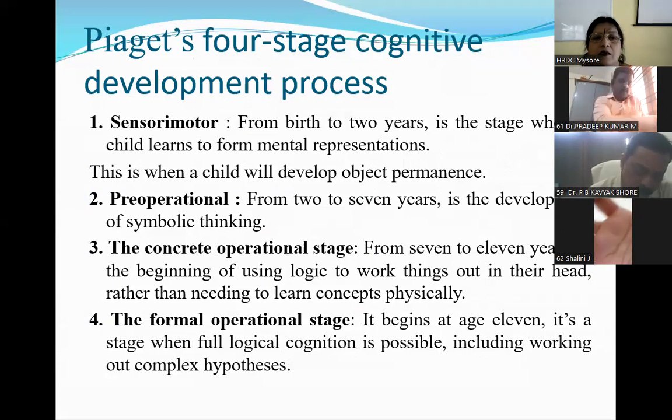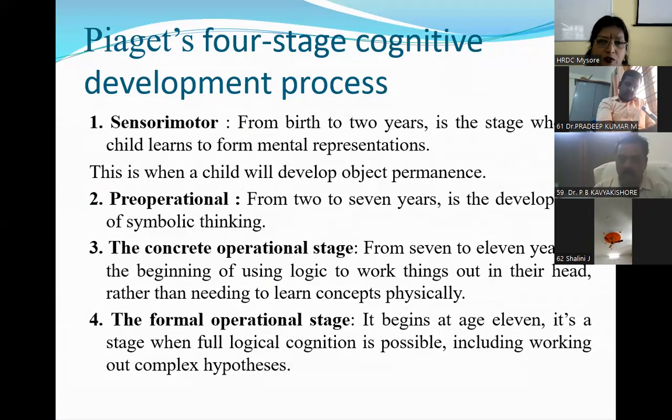He says the child from birth to 2 years is in the sensory motor stage, where he learns to form mental representations. Mental representations are nothing but the schemas which I mentioned. This is when a child will develop object permanence. So the highlight of the sensory motor stage is object permanence. Pre-operational stage, this is from 2 to 7 years. Here, the child develops symbolic thinking.